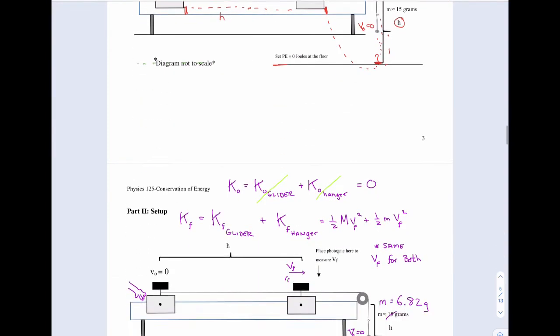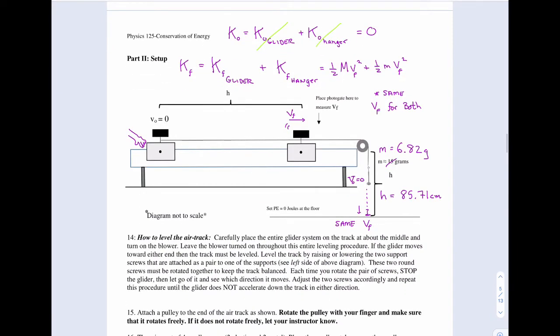Okay, so part 2 setup. I just drew it here. I have the data for the little hanging mass. I measured the height. I think I'm using capital M, big M, for the glider, and little m for the hanging mass, and I have that mass. I let go here, and I measured the height that this thing fell, and then I measured the time so that I could find the final speed. You want to see whether or not energy is conserved for that case.